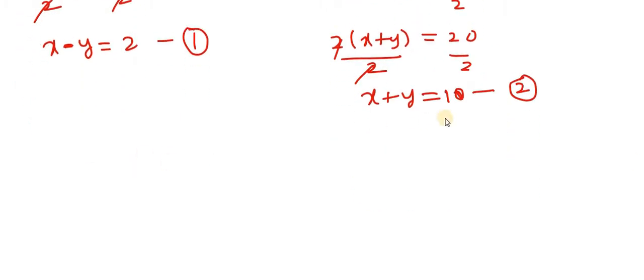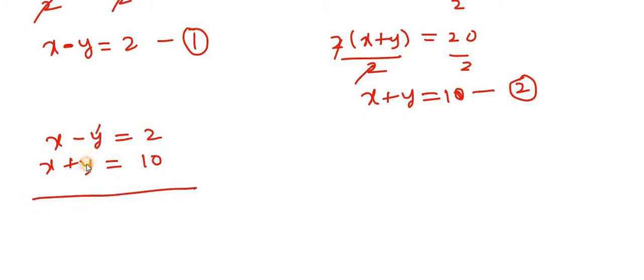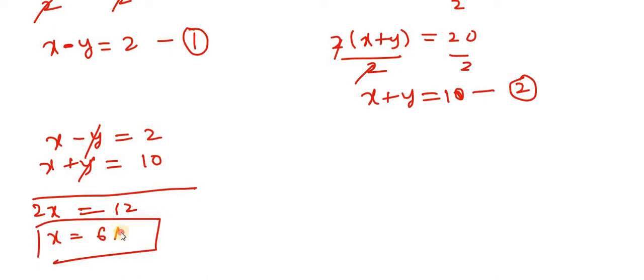So now we got equation 1 and equation 2. You can solve equations 1 and 2 and you'll get the answer. Here x minus y is equal to 2, and x plus y is equal to 10. You can solve using any method. I'll solve by the elimination method. So y is already eliminated. So 2x is equal to 12. So x is equal to 12 by 2, it is 6 kilometers per hour.